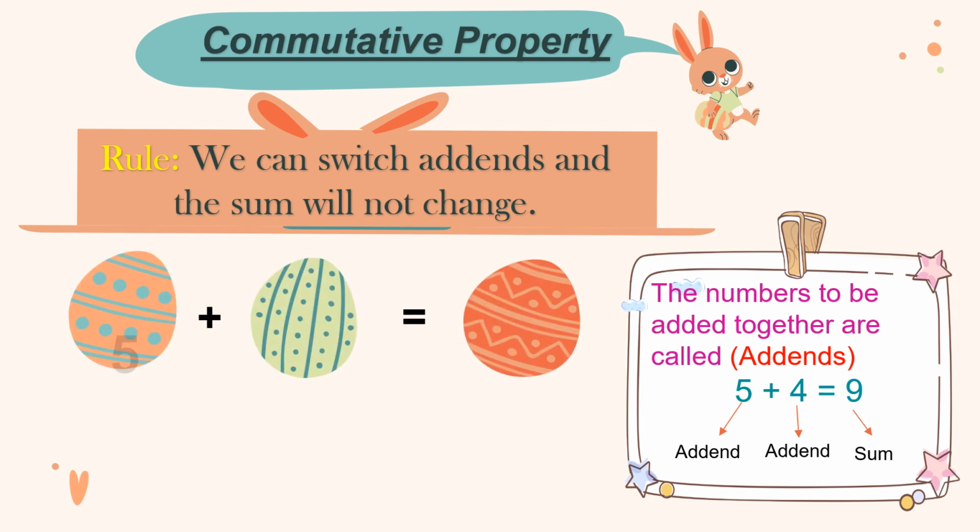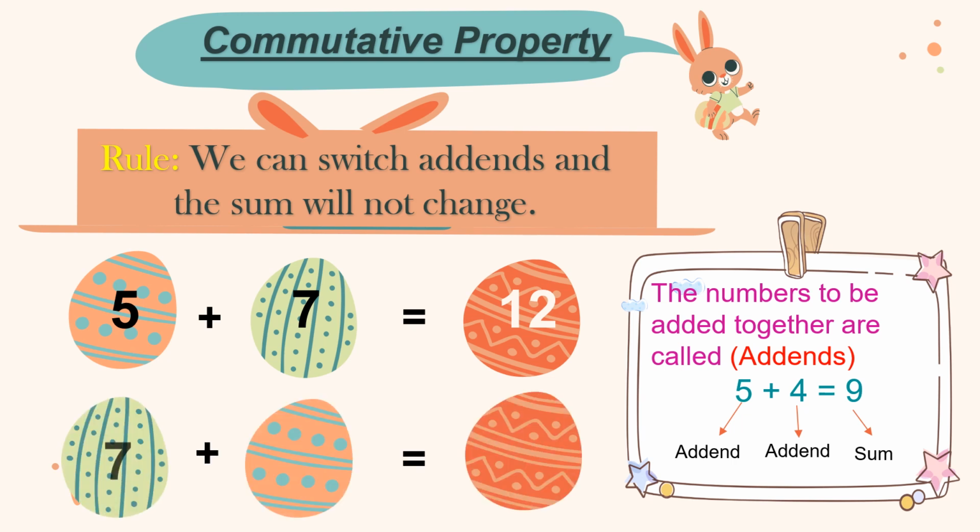For example, 5 plus 7 equals what? After 7: 8, 9, 10, 11, 12. Okay, let's switch our addends. 7 plus 5. After 7: 8, 9, 10, 11, 12. So, also 12. So, we can switch addends and the sum will not change.